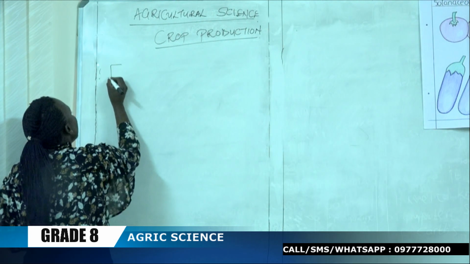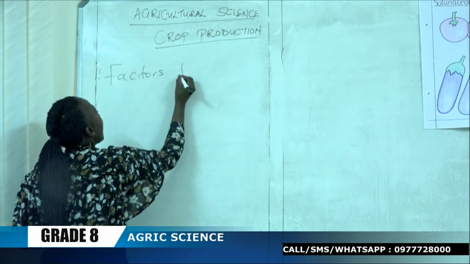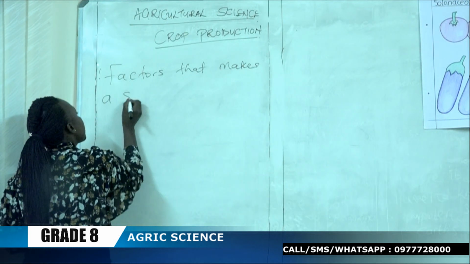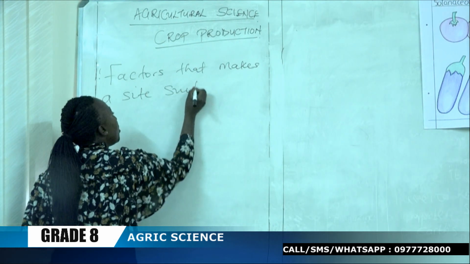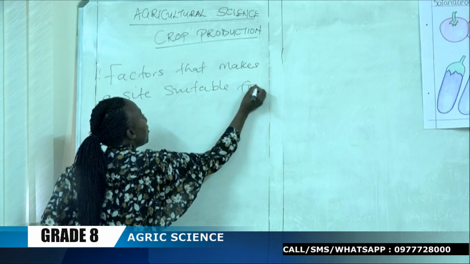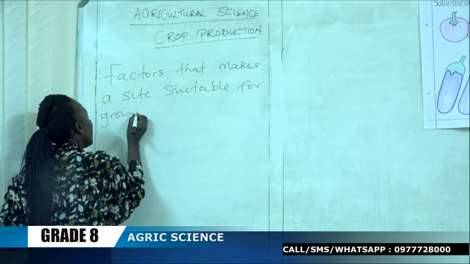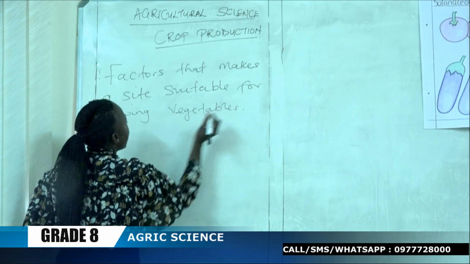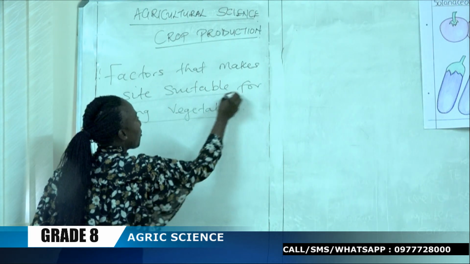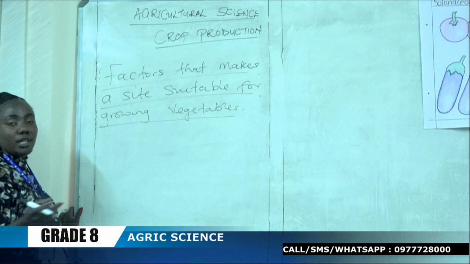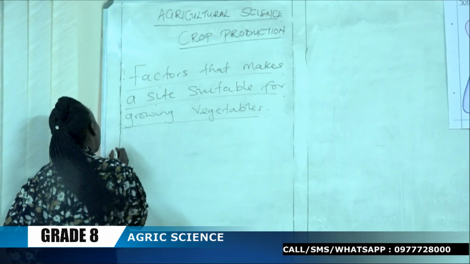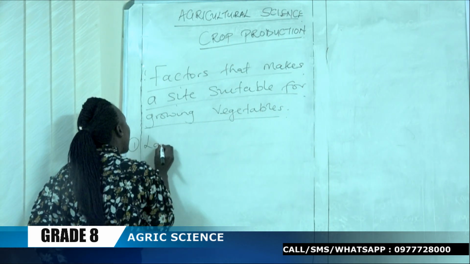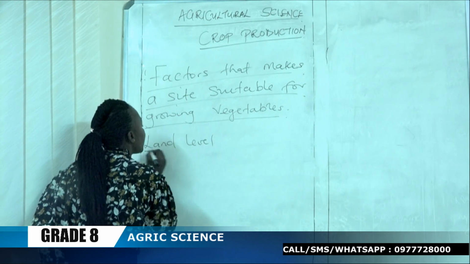Factors that make a site suitable for growing vegetables. What are these factors? The first factor is land level.